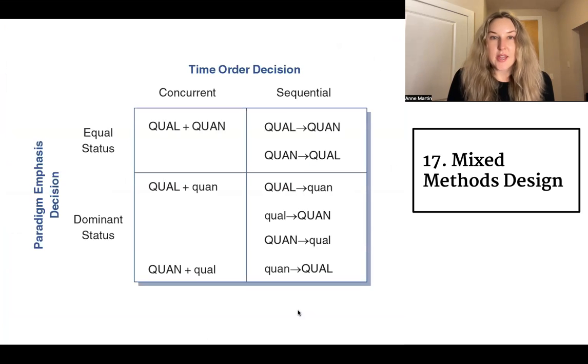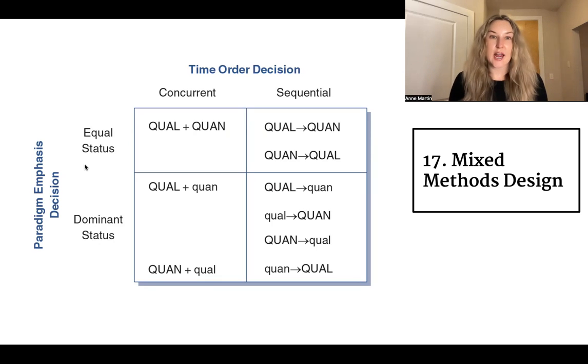So in mixed methods, one thing that the text talks about are some of the different ways that you can design a mixed method study. So the first thing to consider is the time order. Will the quantitative and qualitative data be collected simultaneously or concurrently, or sequentially, meaning that it's a phase study? In the first part of the study, you collect a certain type of data, and then the second time you collect another part. And then the other part is the status.